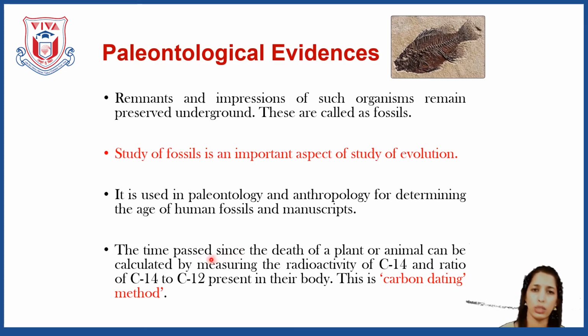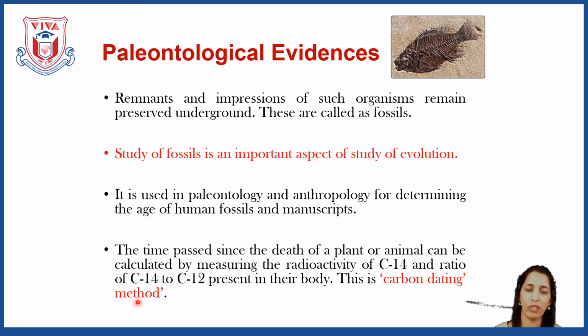Now, how are these paleontological evidences studied, how do we study the fossils? So you must be knowing the carbon dating method. Carbon dating is done with the help of carbon C14 and C12. Okay, you must be knowing isotopes, right? So carbon has isotopes. Carbon 12 is the main element, and carbon 13 and carbon 14 are the isotopes.